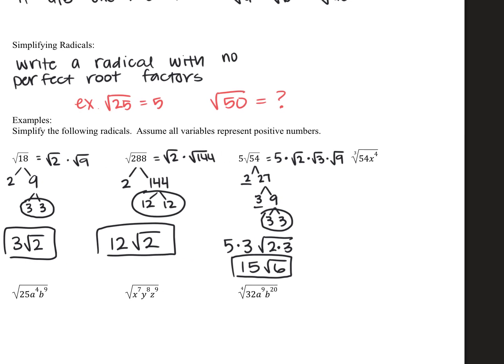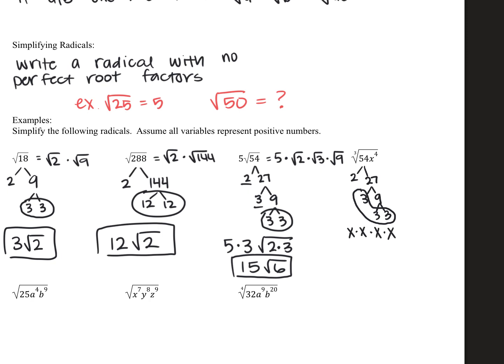Our next example, we're going to be dealing with the cube root of 54x to the 4th. So I'm going to break down 54 the exact same way I broke it down previously. 2 and 27. 27 is 3 and 9. 9 is 3 and 3. The difference here is that I have a cube root, which means in order for it to simplify, I'm looking for a perfect cube, which means 3 of the same number.